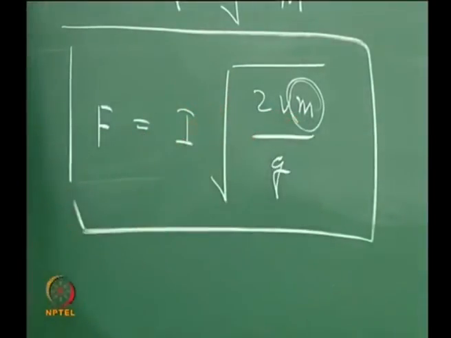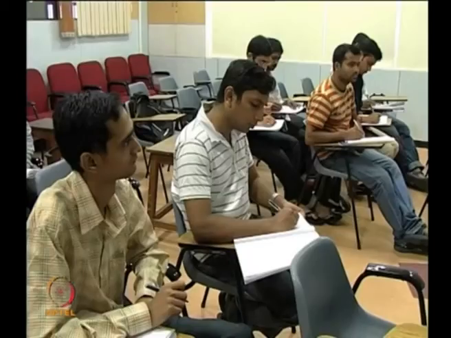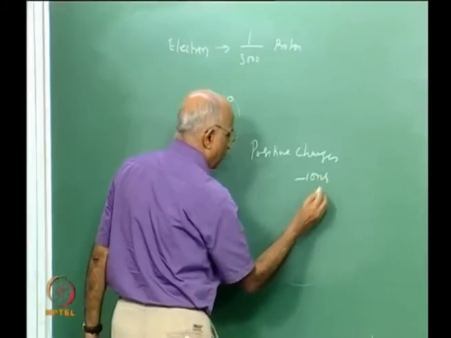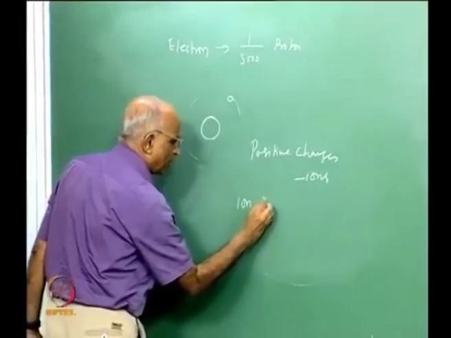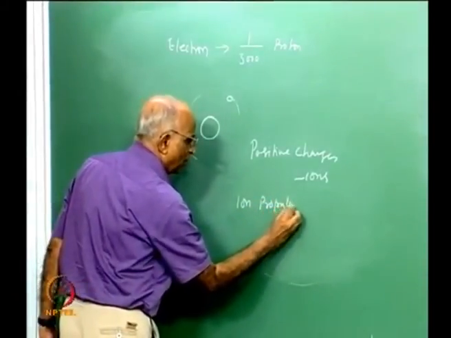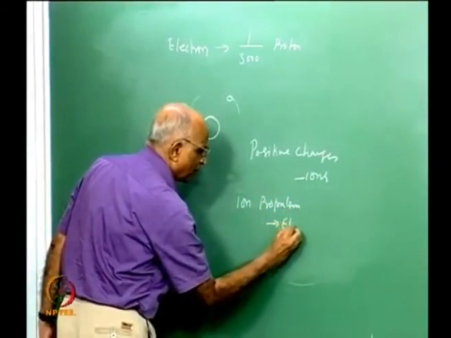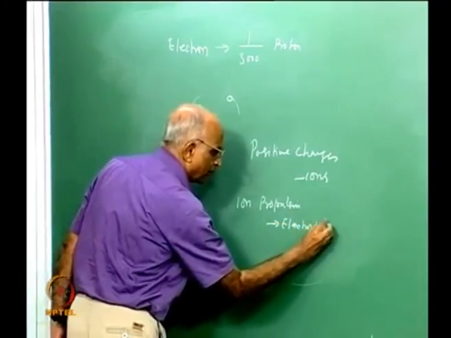Now, should we use protons, positive charges, or negative charges? The mass of a proton is about 1850 times the mass of an electron. In other words, the proton is very much heavier than an electron, and therefore it is desirable to use the proton rather than an electron to generate thrust. Therefore, when we talk in terms of ion propulsion, basically we are talking in terms of electrostatic propulsion.